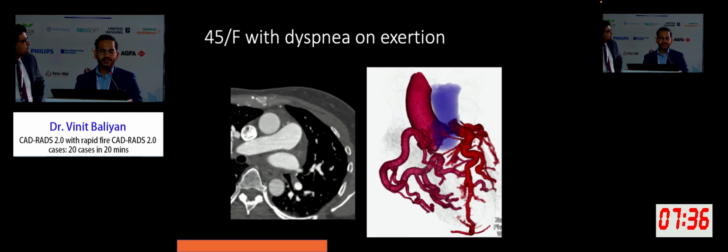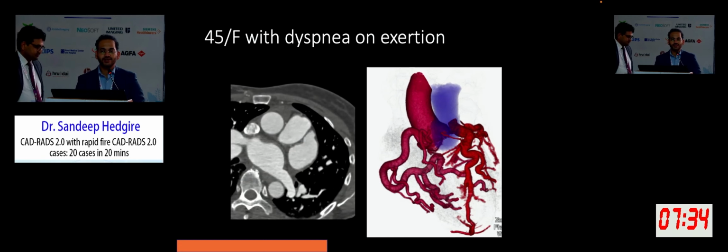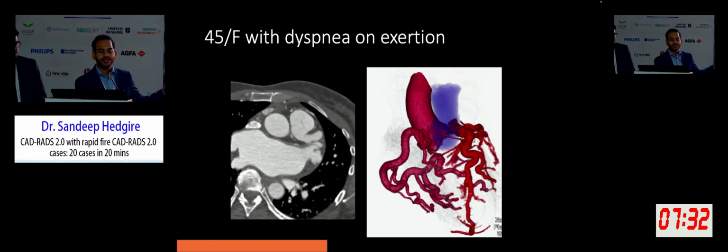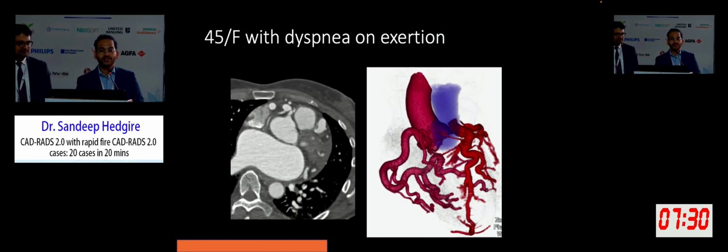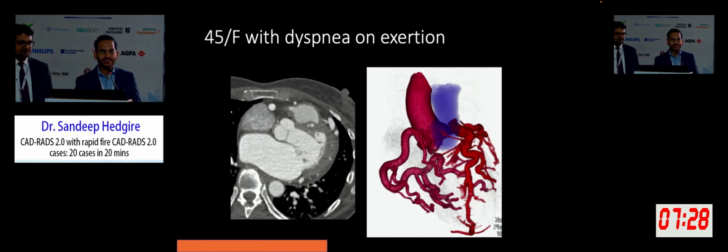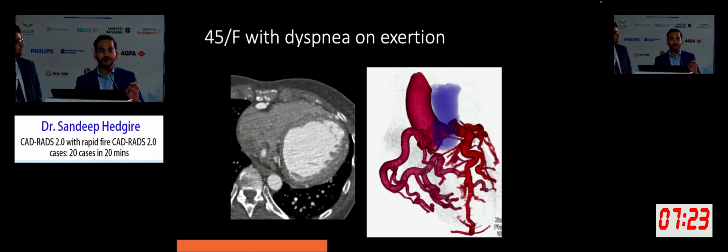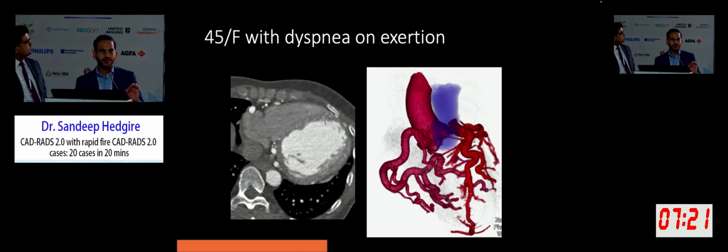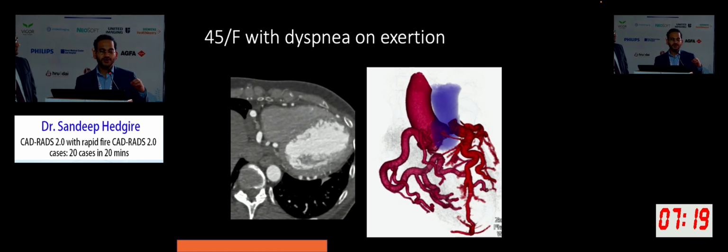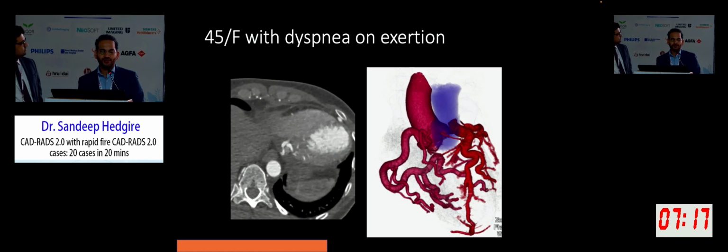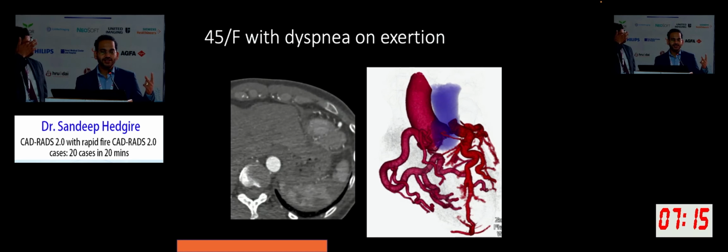Alright. So the next case is a 45-year-old female with dyspnea on exertion. Look carefully at these coronary arteries. They are probably the largest coronary arteries that you will ever see. Whenever you see large coronary arteries, always look at their ostia to see where they are coming from and to see where they are terminating.